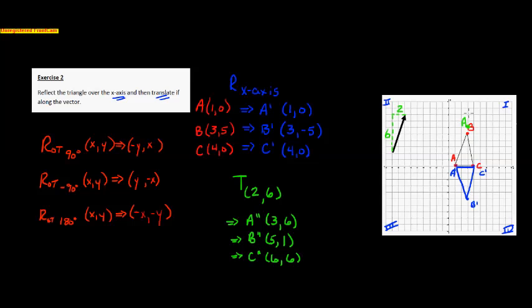Okay, and 5, 1, 1, 2, 3, 4, 5, up 1, that's going to be B double prime. Alrighty, and 6, 6 is going to be, let's see, that's 5, 1, so if I go one more over and I go up 6, it's going to be even with that one, and that's going to be C double prime. So here is my translation, the same as this vector. Okay, so again, things we've done before, but just now putting them together in one problem.